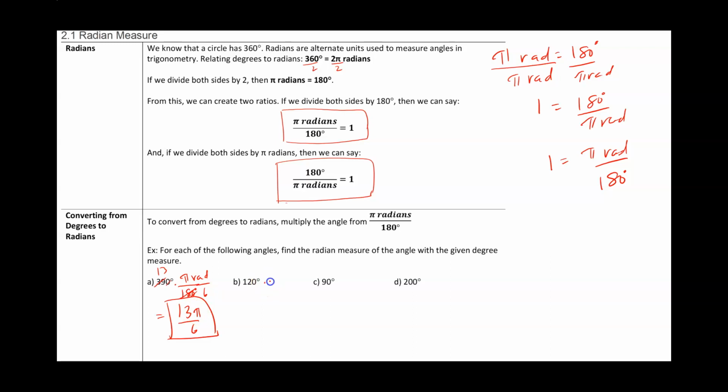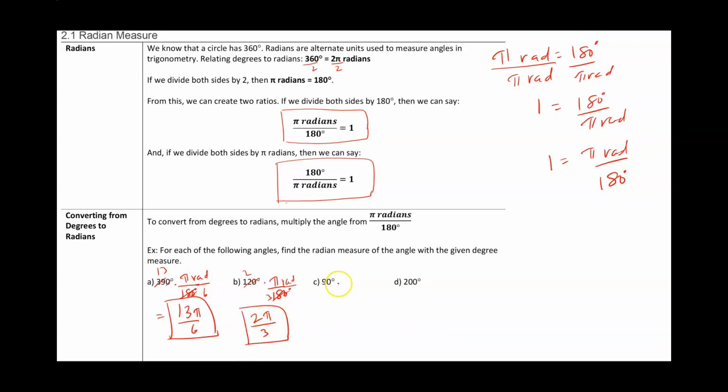Next is 120 degrees. So once again, I'm going to multiply this by pi over 180. This is pi radians over 180 degrees. So the degrees cancel out. Now the zeros are going to cancel. 6 goes into 12 twice, and 6 goes into 18 3 times. So in radian form, this will be 2 pi over 3 radians.